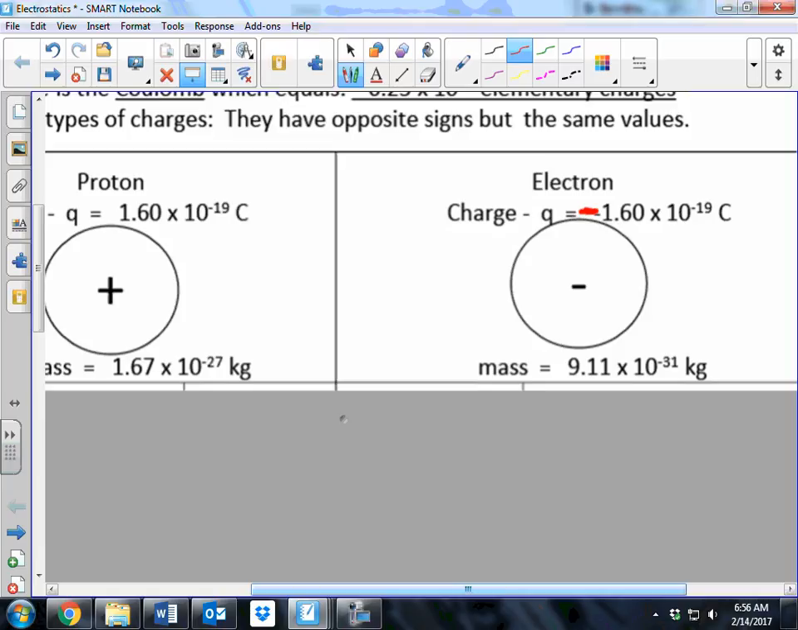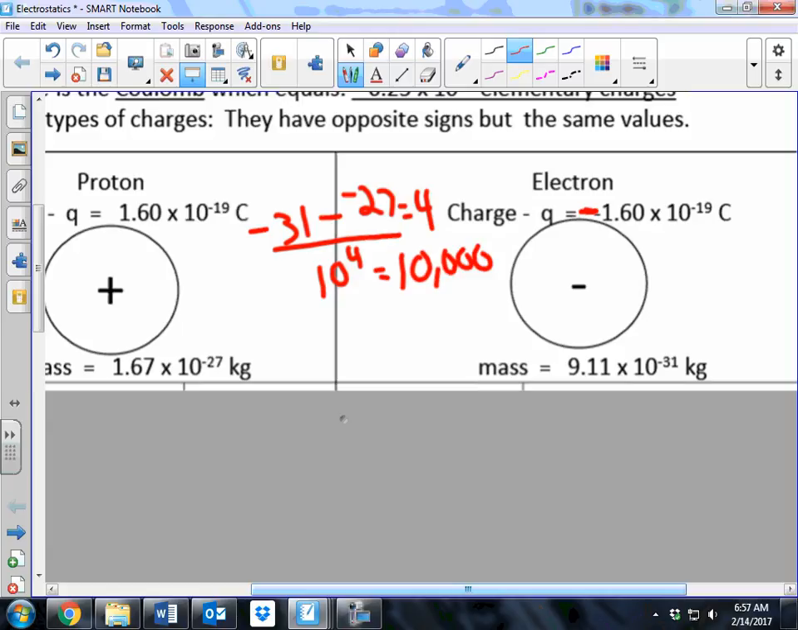There is a huge difference. If you take negative 31 and subtract it from negative 27, you get a difference of 4, which means the mass difference between an electron and a proton is 10 to the fourth. Let's write that out as a number. That's 10,000 times more massive. So the proton is 10,000 times more massive than the electron.